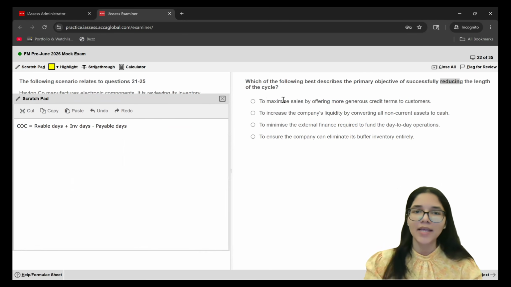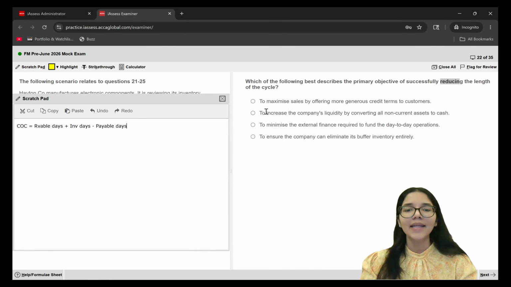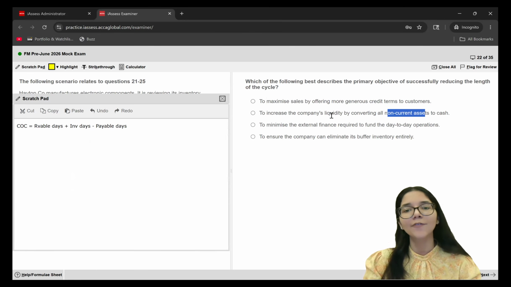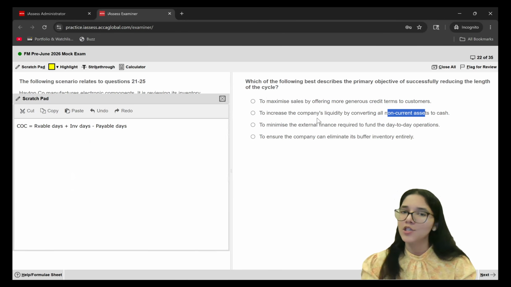So first option has to be eliminated. Secondly, to increase the company's liquidity by converting all non-current assets to cash. No, we do not have non-current assets as part of cash operating cycle.